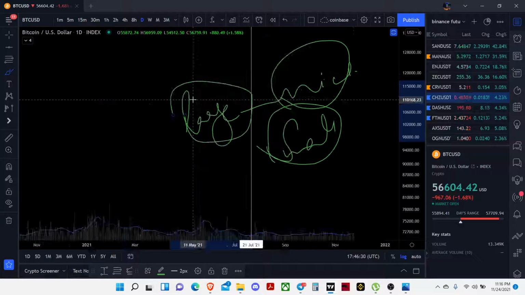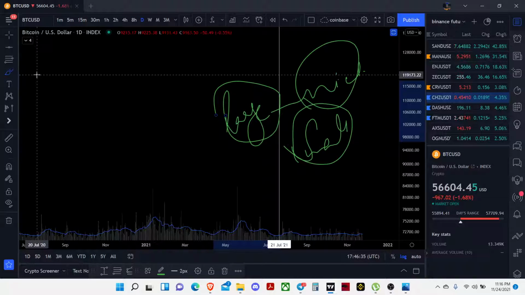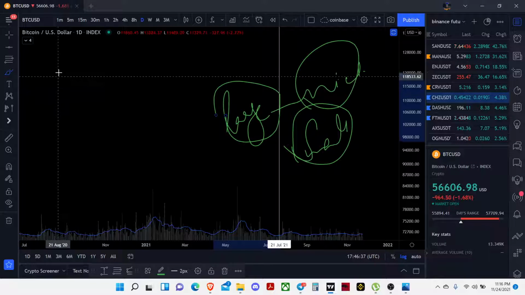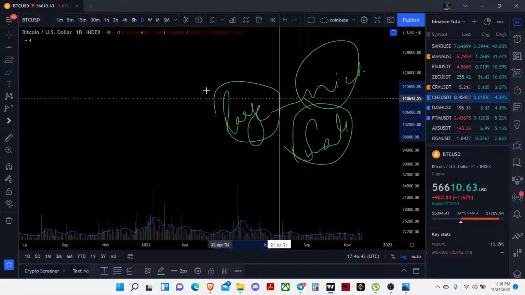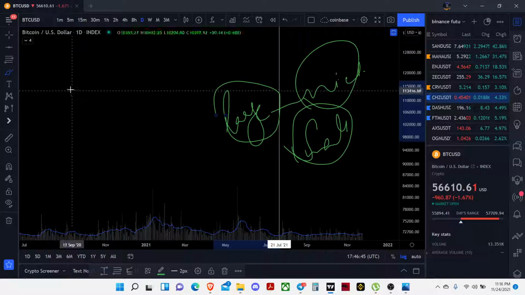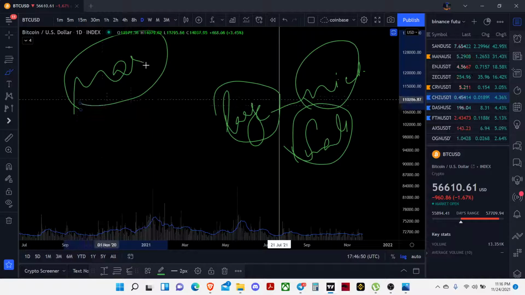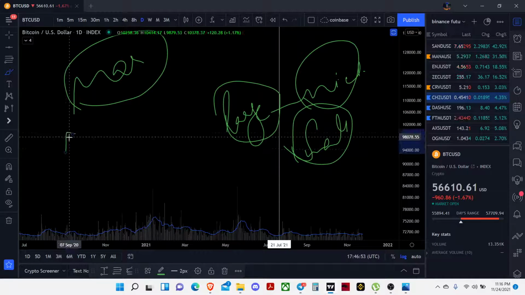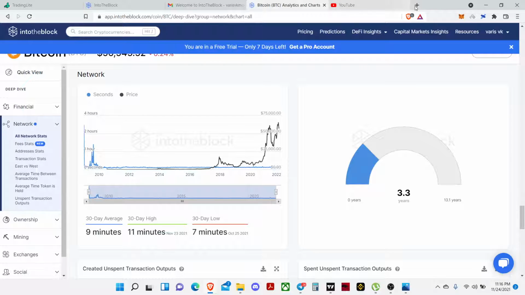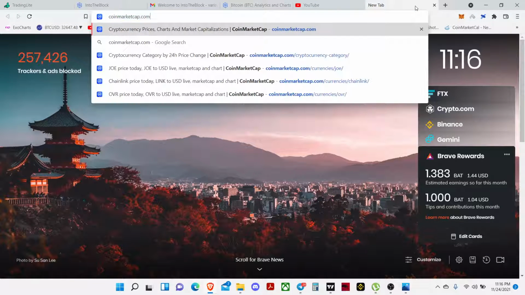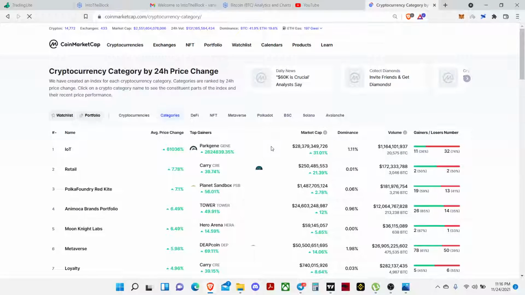But this cycle has changed a little bit because the market has transformed in various ways, because we are getting a lot of categories right now. These categories are not based on market cap. To be honest, they are based on the underlying projects, the fundamentals of each coin. So if you look at CoinMarketCap, you can see that there are more than 100 categories out there.